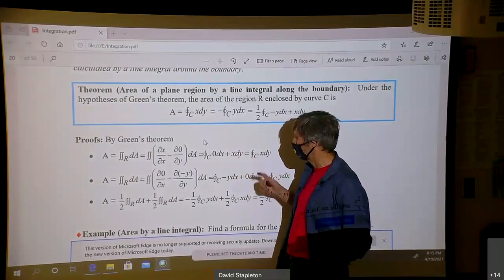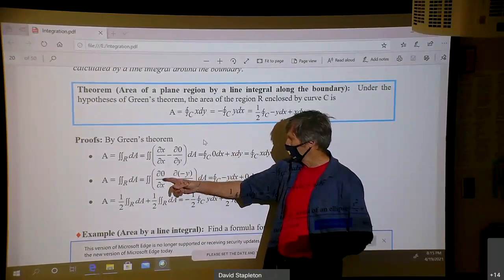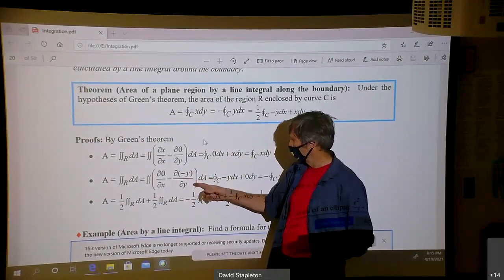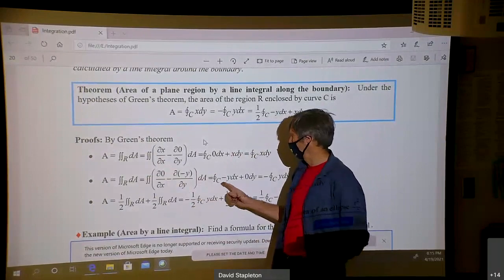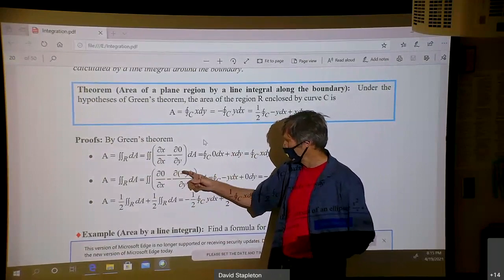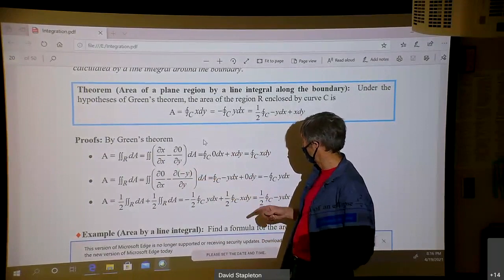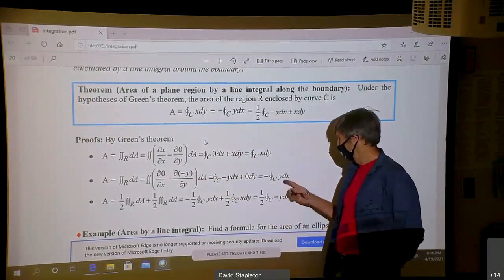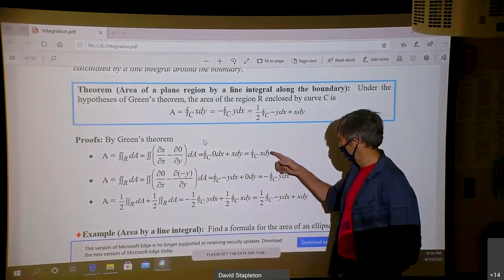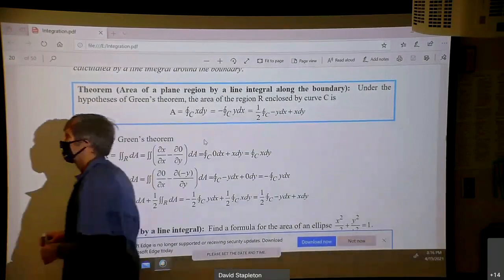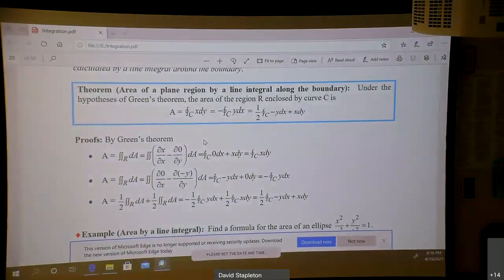So that's the proof. Similarly, if you choose the derivative of 0 with respect to x minus the derivative of minus y with respect to y, that also is 1. Then f is minus y and g is 0. So you get the integral of minus y dx plus 0 dy, which also gives you this line integral. So either one of these two line integrals can be used to calculate the area enclosed. Kind of a fun geometric result.